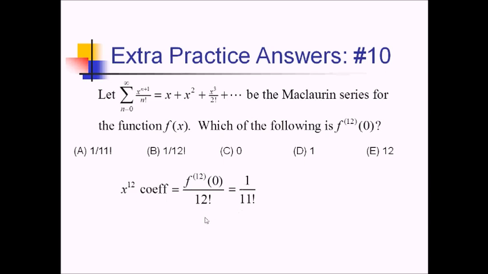At this point, we're just going to multiply by 12 factorial to isolate the 12th derivative. So that's going to be 12 factorial over 11 factorial. Well, this is really just 12 times 11 factorial in the numerator. That's how these factorials work. The 11 factorials cancel, leaving us with just the 12 out in front. So that ends up being choice E.